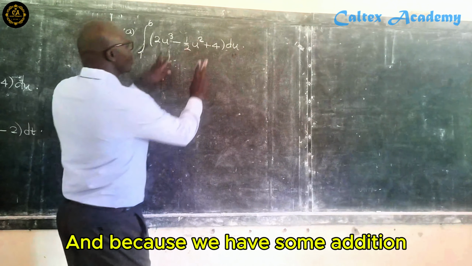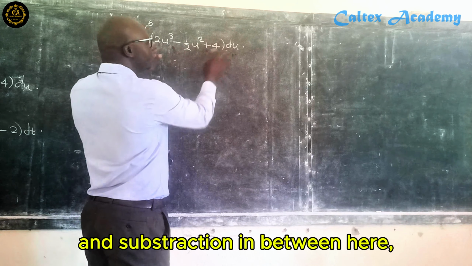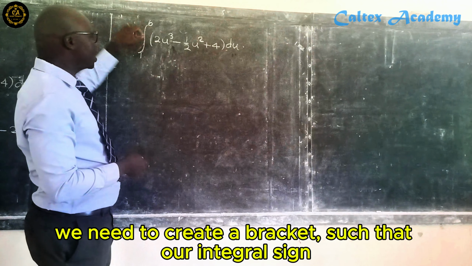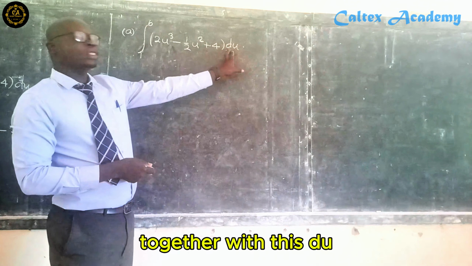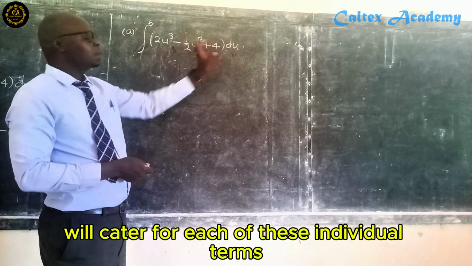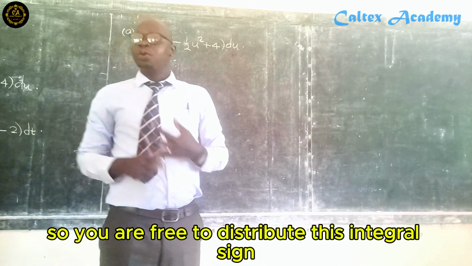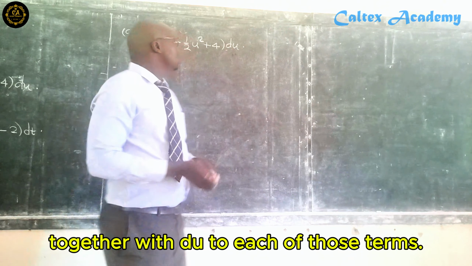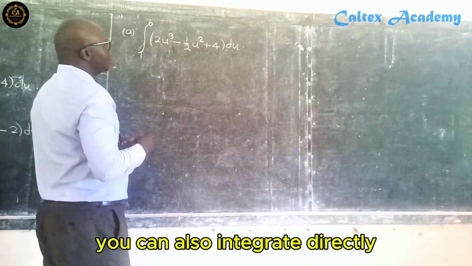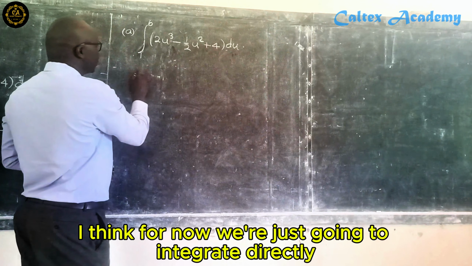Because we have some additions and subtractions in between here, we need to create a bracket such that our integral sign together with this du will cater for each of these individual terms. So you're free to distribute this integral sign together with the du to each of those terms. Now, if you don't wish to do that, you can also integrate directly. I think for now, we're just going to integrate directly.